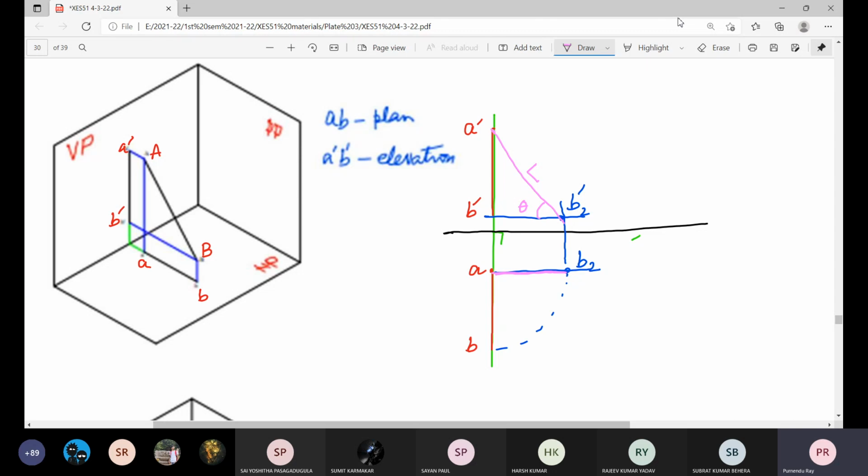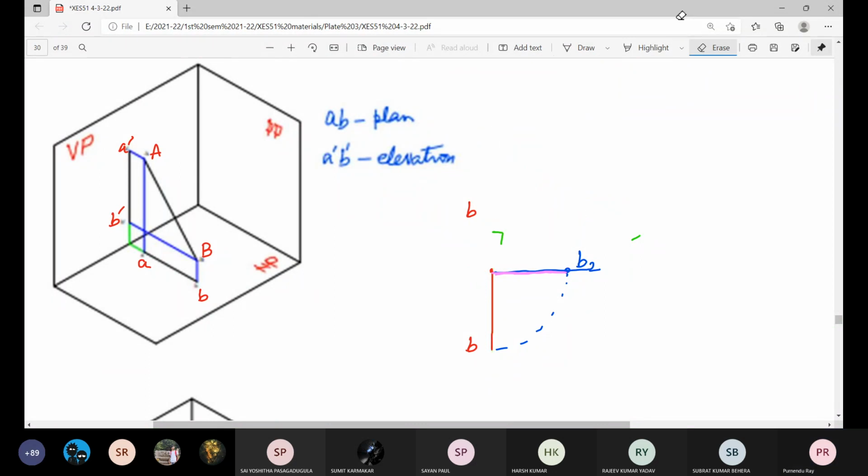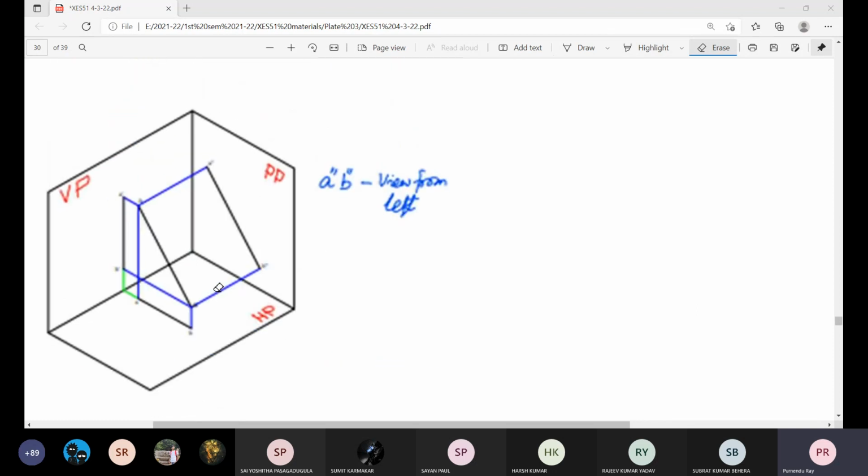Now here we will utilize something different, thinking of it as a whole, not in this abstract form. Just try to visualize. When any line is parallel to any plane, its projection will show the true length and true inclination. So when we project this line on this PP, then this is the side view, or view from left.